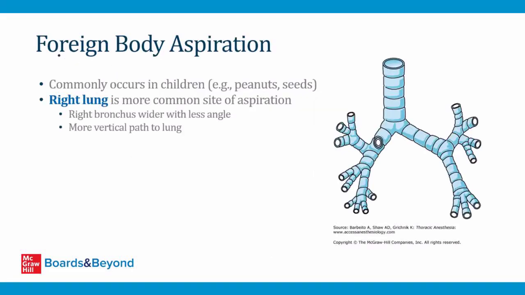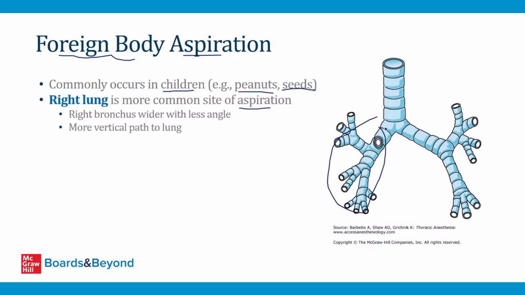Let's talk about the anatomy of foreign body aspiration. So this commonly occurs in children. Children have smaller airways, and if they aspirate a peanut or like a watermelon seed, it can get lodged in the bronchi. And the first thing to know is that the right lung bronchi are the more common site of aspiration.